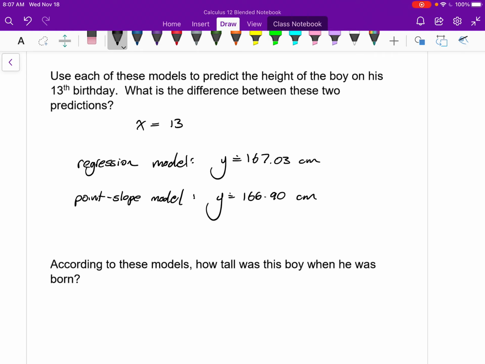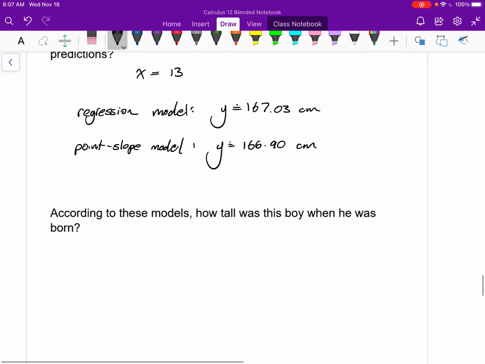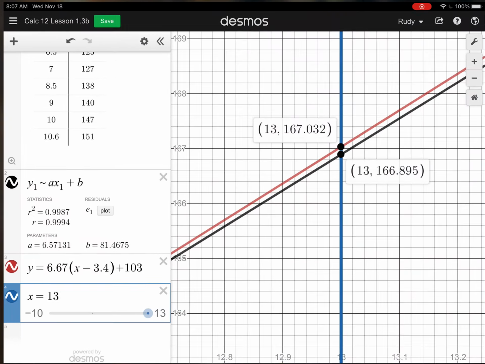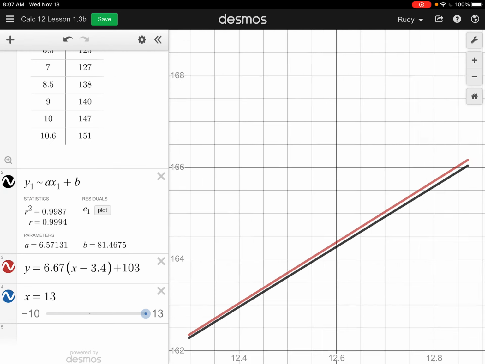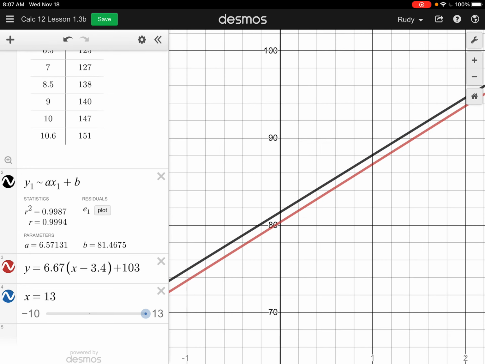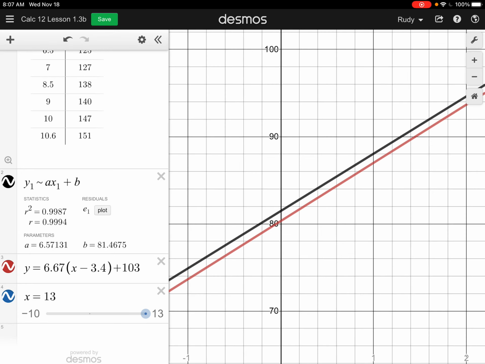Lastly, then, according to these models, how tall was the boy when he was born? Well, I have two options. One is to look at my graph. According to these models, when he was born, let me zoom out here, I look at the y-intercept, right? That's when his age was 0. For my regression model, he was about 81 centimeters tall. And for my point slope model, he was about 80 centimeters tall, a difference of about a centimeter.